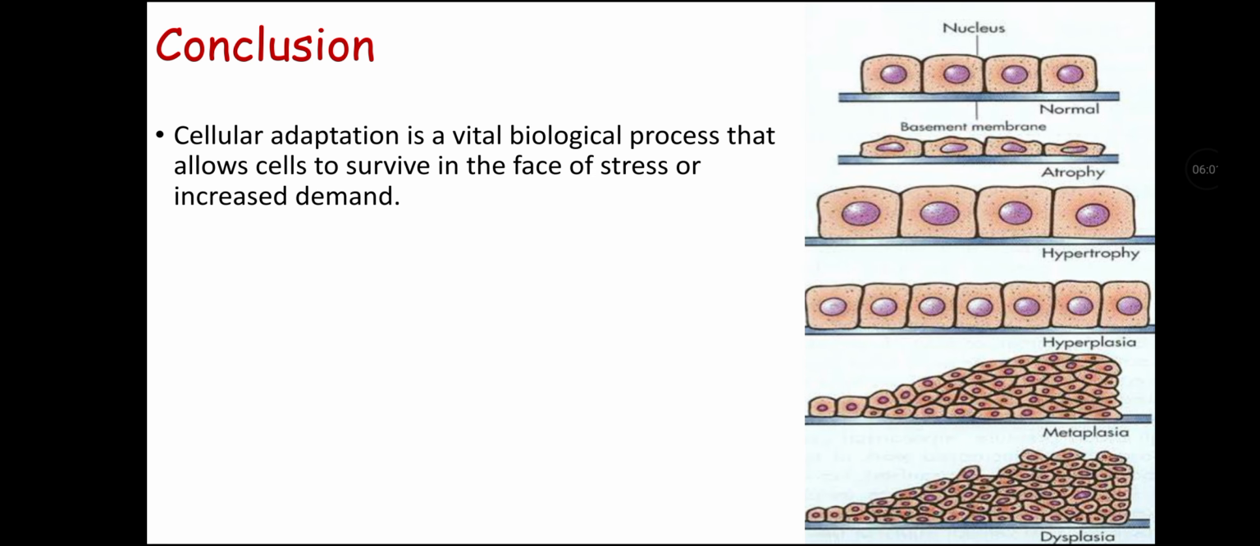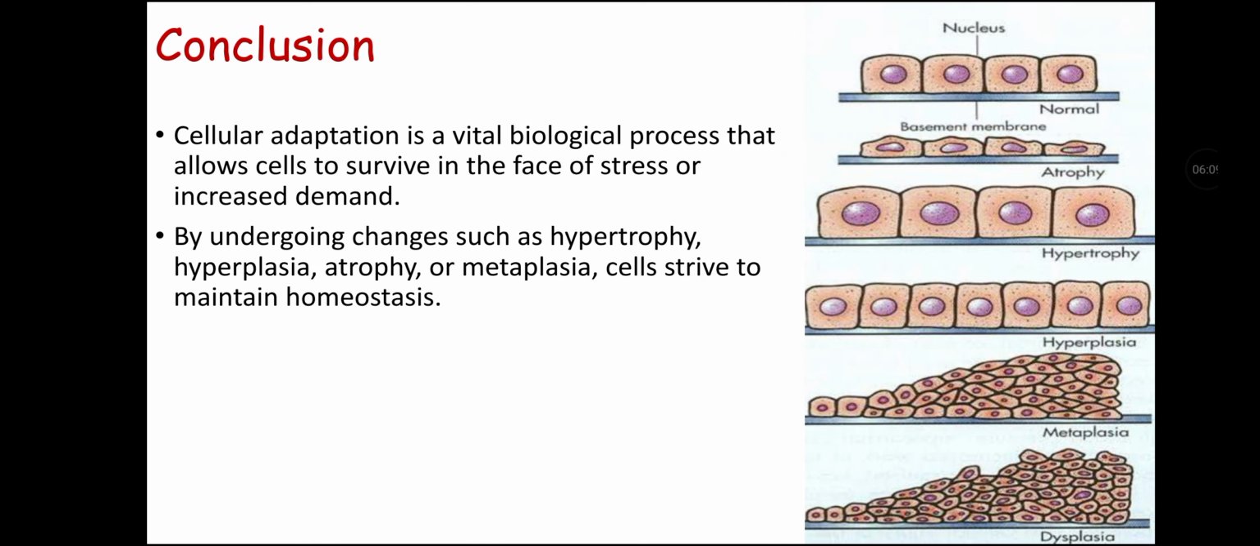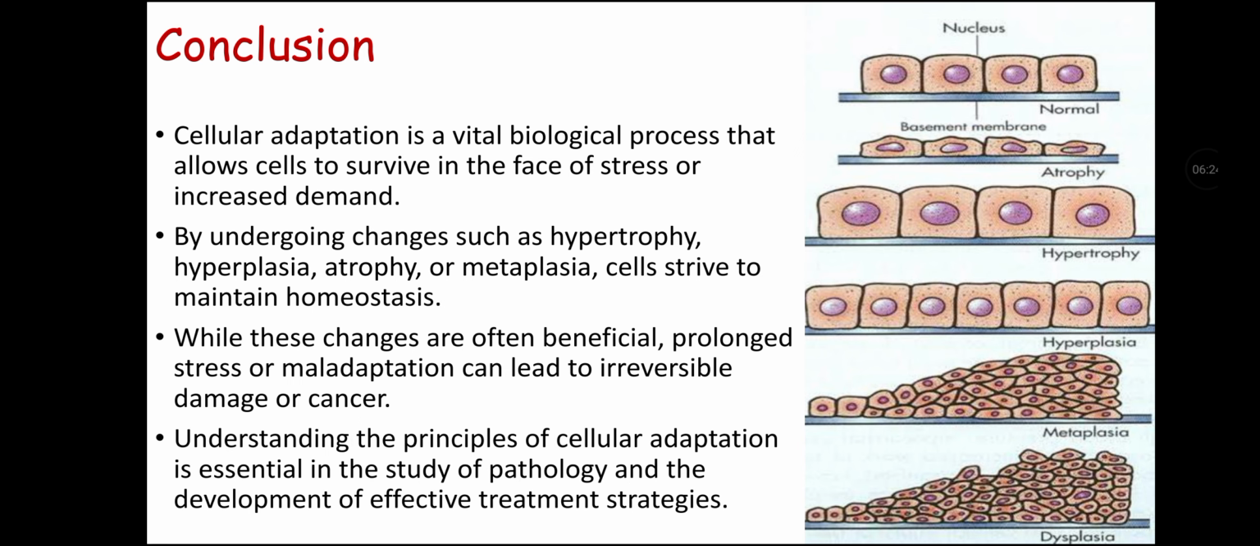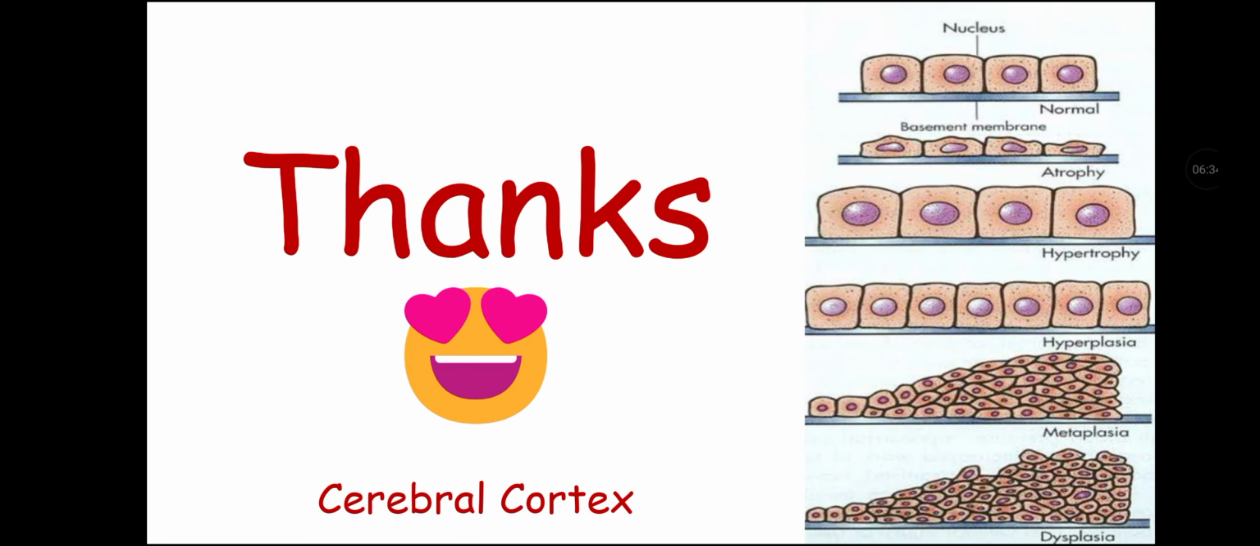Conclusion of this lecture video. Cellular adaptation is a vital biological process that allows cells to survive in the face of stress or increased demand. By undergoing changes such as hypertrophy, hyperplasia, atrophy, metaplasia, cells strive to maintain homeostasis. While these changes are often beneficial, prolonged stress or maladaptation can lead to irreversible damage or cancer. Understanding the principles of cellular adaptation is essential in the study of pathology and development of effective treatment strategies. And this was all about cellular adaptation to environmental stresses.